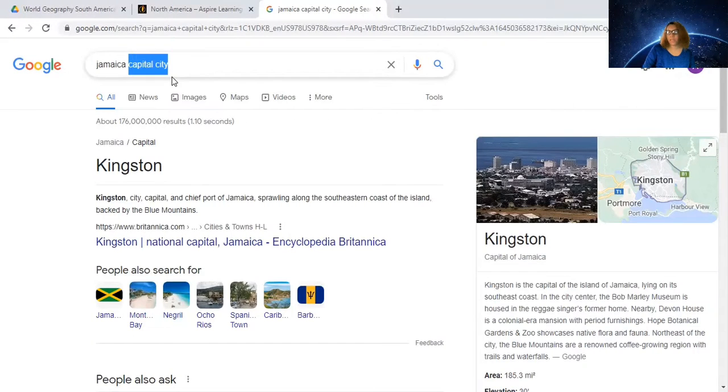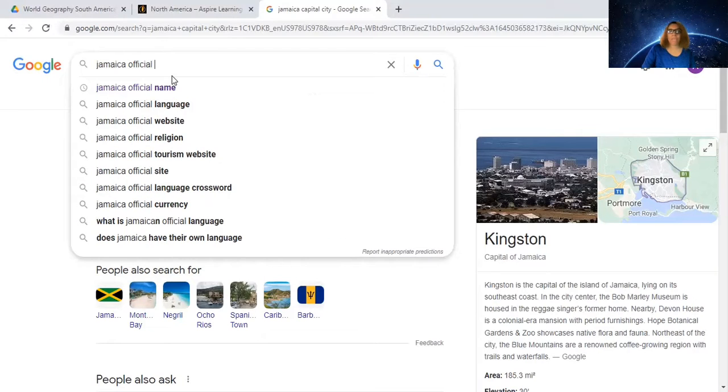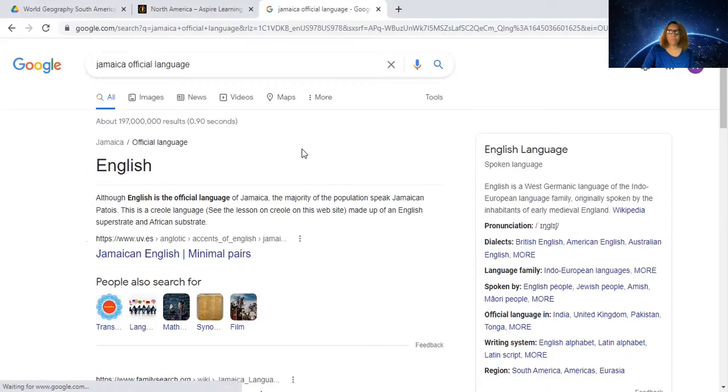So what we want to focus on is the official language, but you can in fact do more, like most countries, at least the ones that we have done so far in my class, because we have not finished this whole curriculum yet. We've done North America and South America, and now we're going to go into Africa in a couple of weeks. So anyway, Jamaica's official language is English. But I'm sure if you scroll down, it says, although English is the official language of Jamaica, the majority of the population speak Jamaican patois. So you can do more research there.